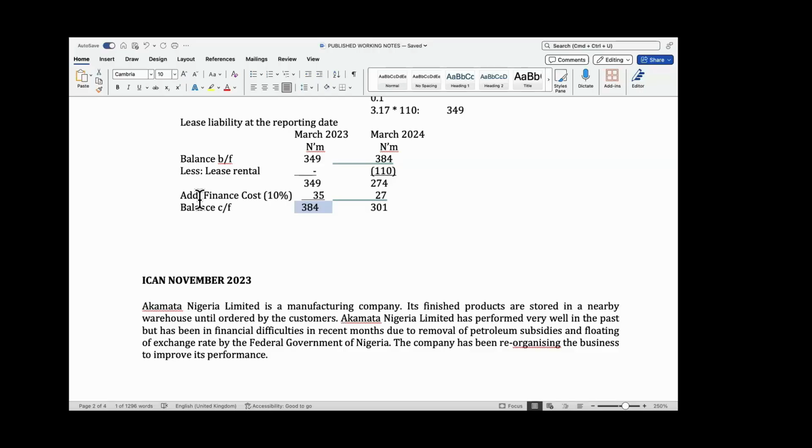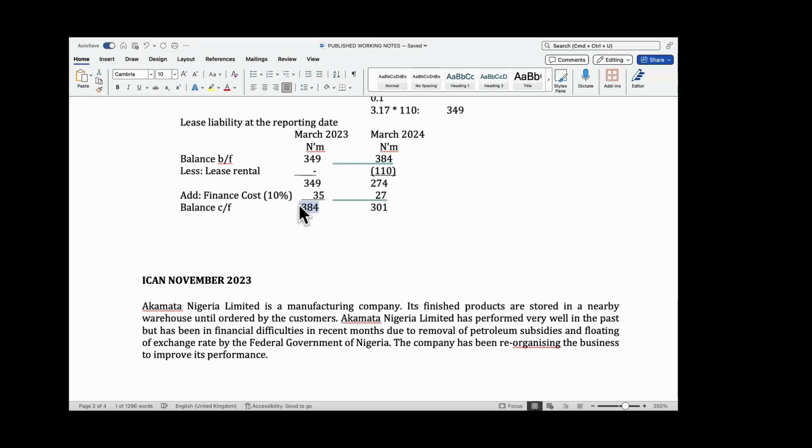Current is the next year. 301. Okay, fine. Okay, good. You guys, your head is there, so you still remember everything we taught you. So we need to separate this 384 into current and non-current. Since we can see that the liability fell from 384 to 301 by 83, that goes to show that the current portion of this 384 is 83, because that means we're going to pay 83 next year. That was why the liability came down to 301.